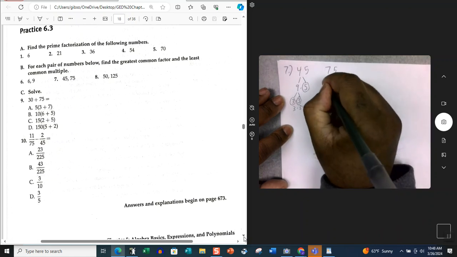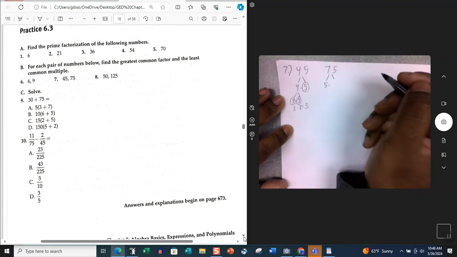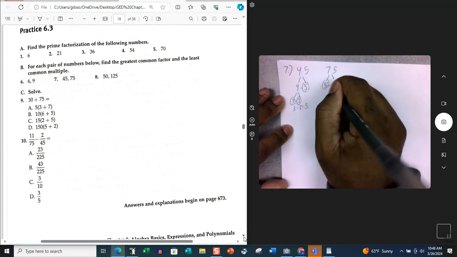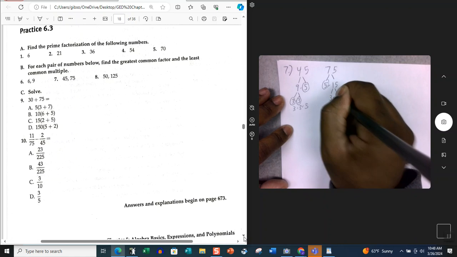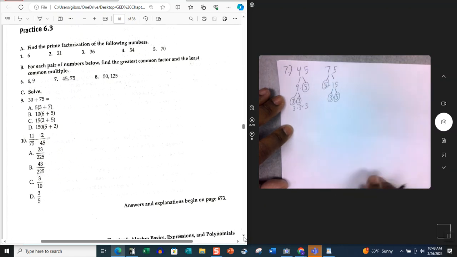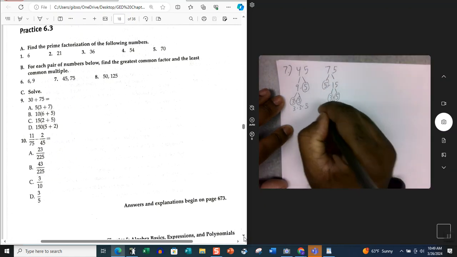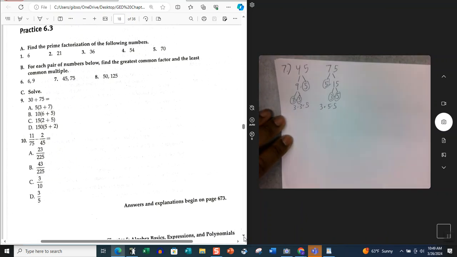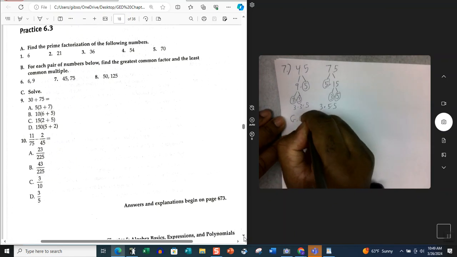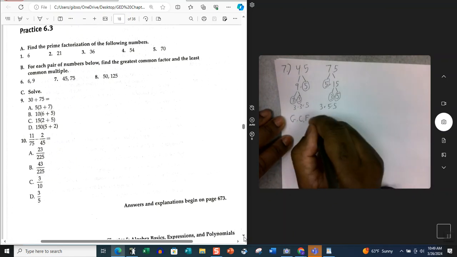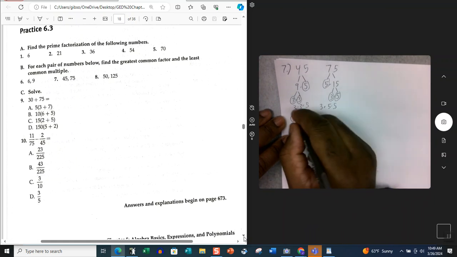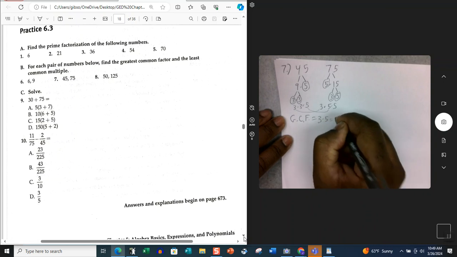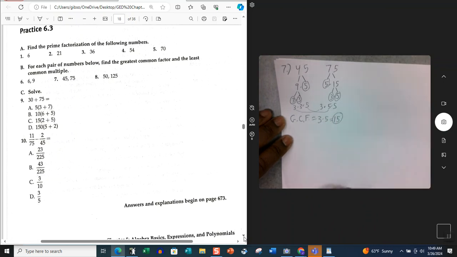75. We could do 5 times 15. So 5 is a prime number. 15 can be broken down to 3 times 5. And both of those are prime numbers. So now the prime factorization of 75 is 3 times 5 times 5. Now we're going to do the greatest common factor. They have a 3 in common. And then they have 1 5 in common. So their greatest common factor is 15.